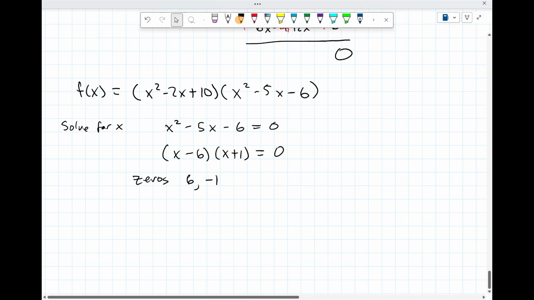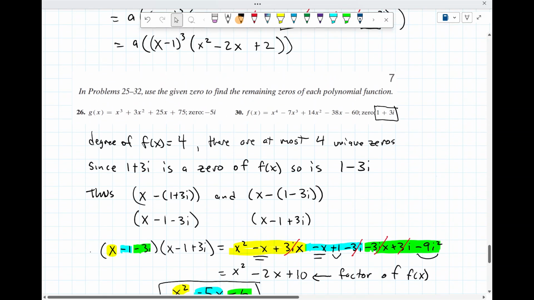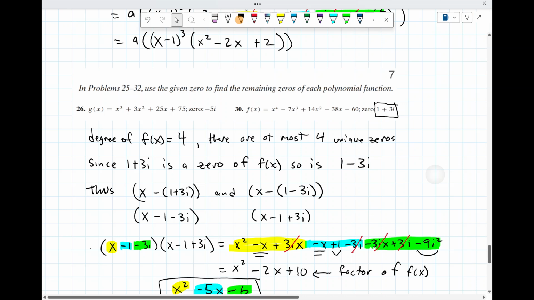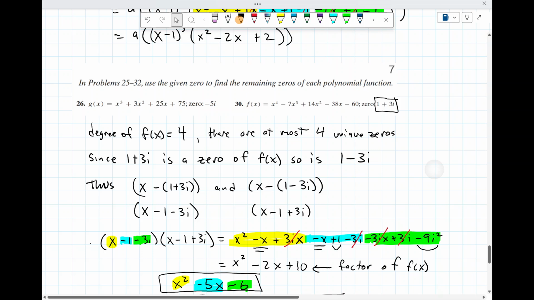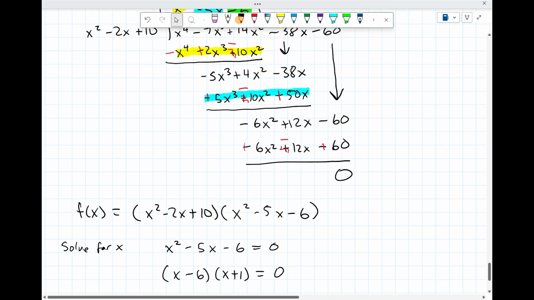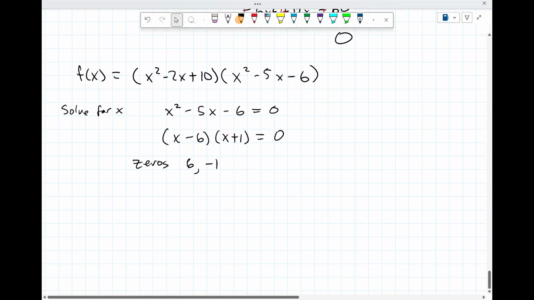So at this point, I have found 4 zeros. This was of degree 4, so I've found all. There can't be any more zeros. These are all of the zeros. It can't be more than 4 zeros for a polynomial of degree 4.